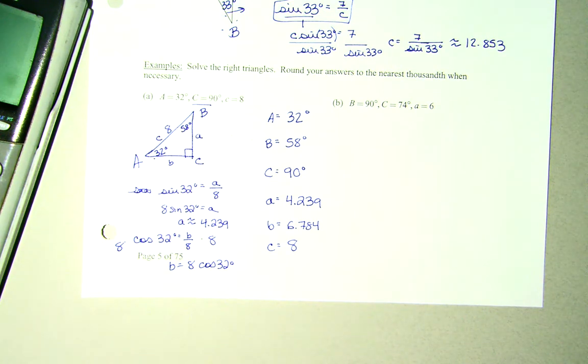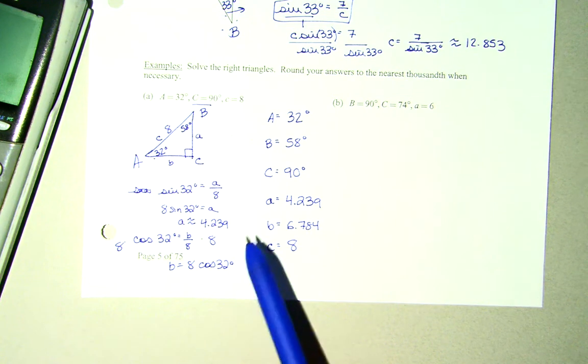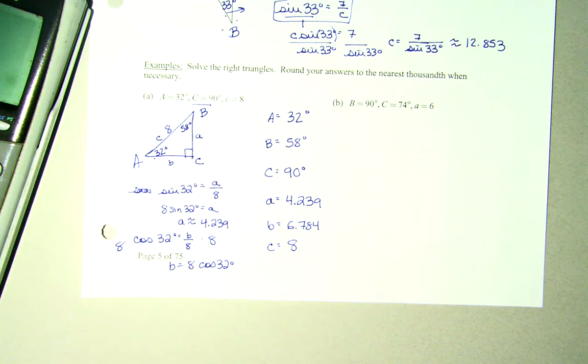And please make sure when you're doing these, you only use the exact side in your work. Don't use the 4.239 or the 6.784 in your ratios. Use the side that was given, the one that is already a good whole number answer. Letter B.